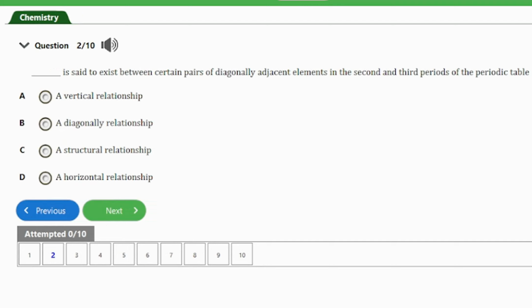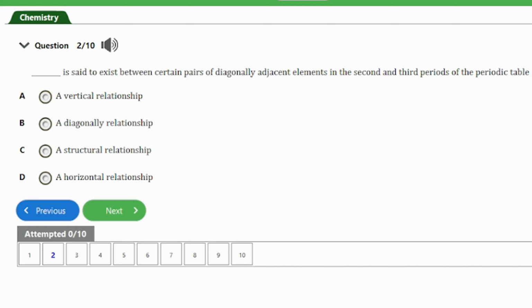So let's consider the next question. That's question number 2. It says dash is said to exist between certain pairs of diagonally adjacent elements in the second and third periods of the periodic table. A, vertical relationship, B, a diagonal relationship, C, a structural relationship, D, a horizontal relationship. The answer to this question is option B, and that's a diagonal relationship.